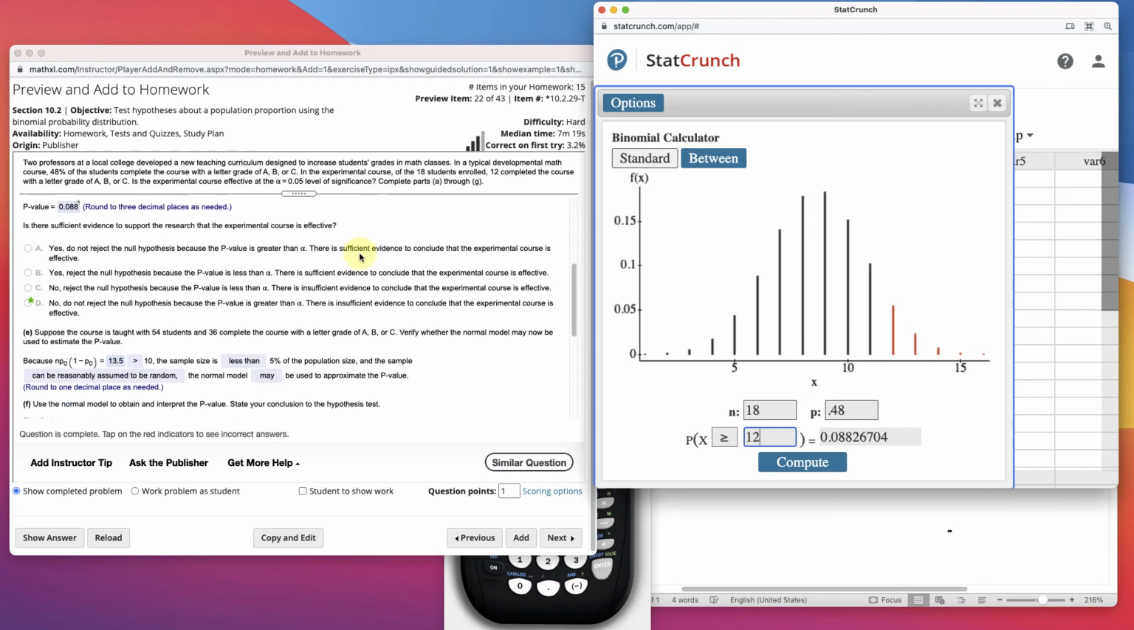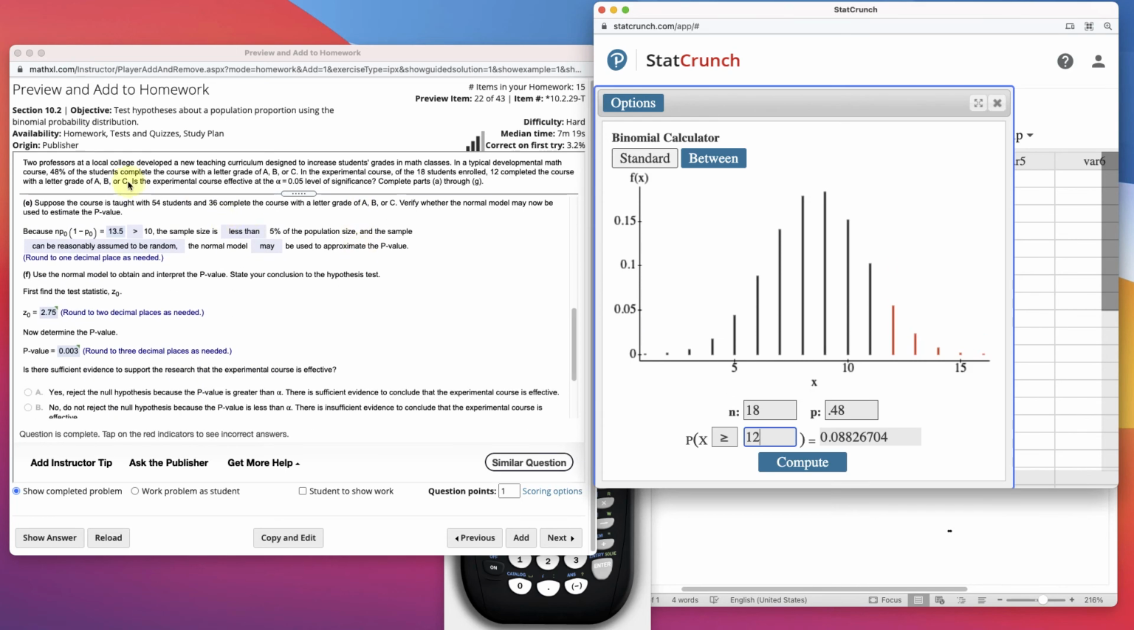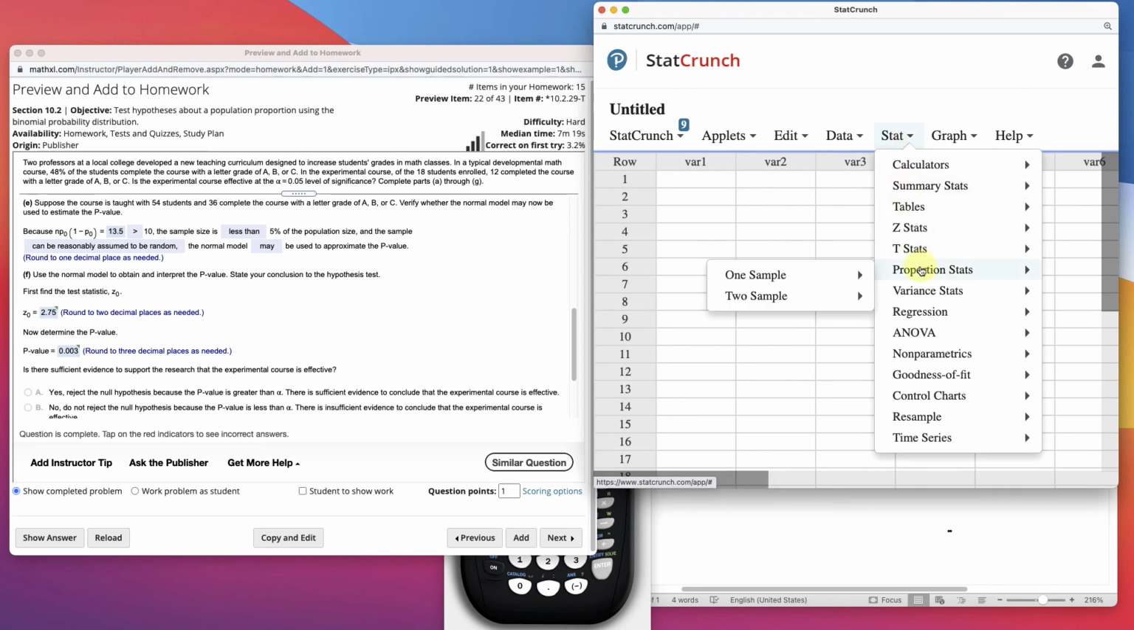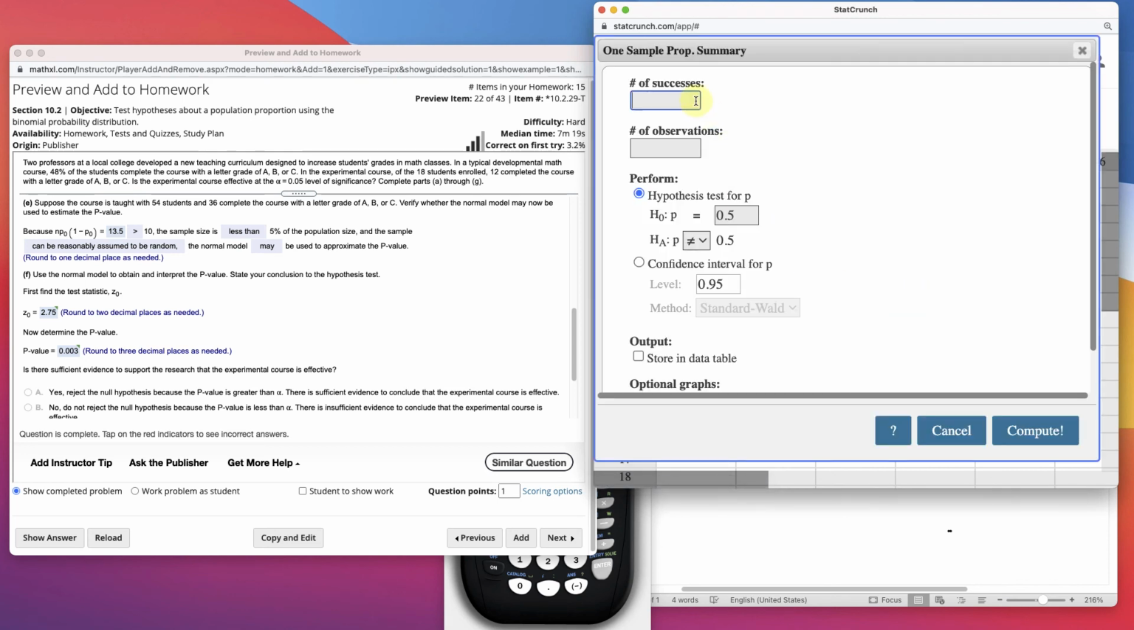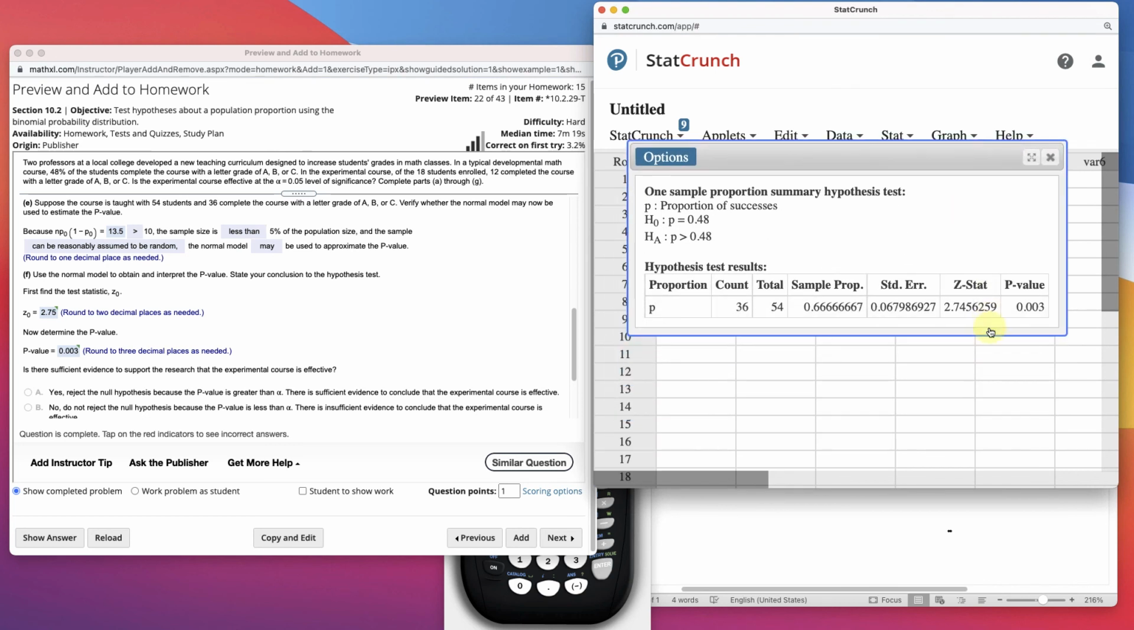Alright, if you continue down in this problem, you'd see that they do a follow-up problem. They increase the number of students here to 54, 36 complete. So now that you get your numbers above 10, you're able to do a z-statistic, which is just easily done in a proportion. Proportion stats, one sample with summary. The number of successes was 36 out of the 54. And now we're doing 0.48. And we're still going to be doing that greater than, compute. Our z statistic now changed to 2.75. Our p-value is much smaller, 0.003, and we're able to easily calculate it here.